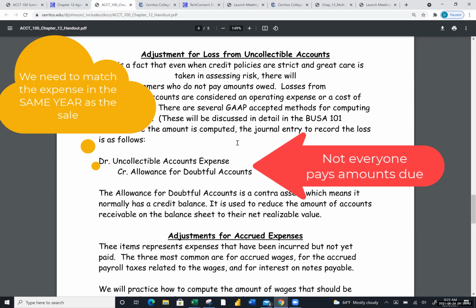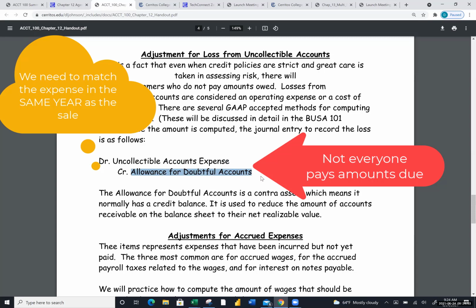They have their best financial interests at heart. And so we'll learn about how to do this adjustment. This adjustment is going to create two new accounts. There's an uncollectible accounts expense. And then here's a brand new account that I want to take a moment and talk about.